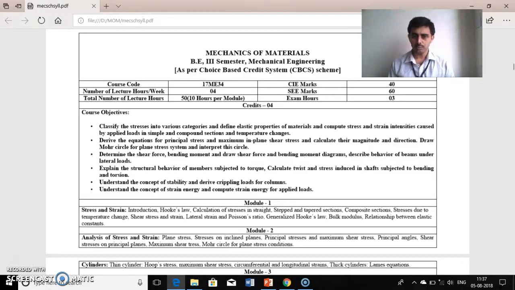Along with this, there are a few more objectives. Determine the shear force and bending moment, draw SFD and BMD, and describe the behavior of beams under lateral loads. Explain the structural behavior of members subjected to torque, calculate twist, and stress induced in members subjected to bending and torsion. Understand the concept of stability and derive the crippling load for columns. Understand the concept of energy and compute strain energy for applied loads. These are the outcomes which are expected after going through this course.